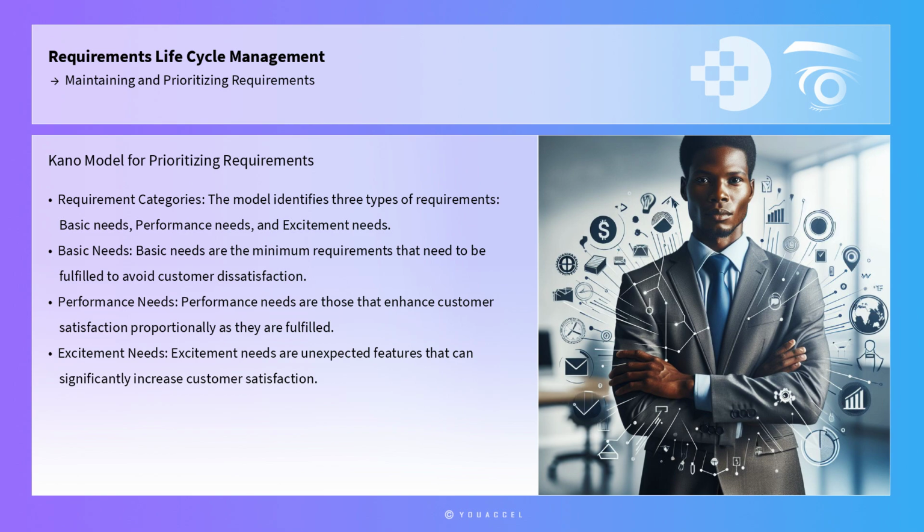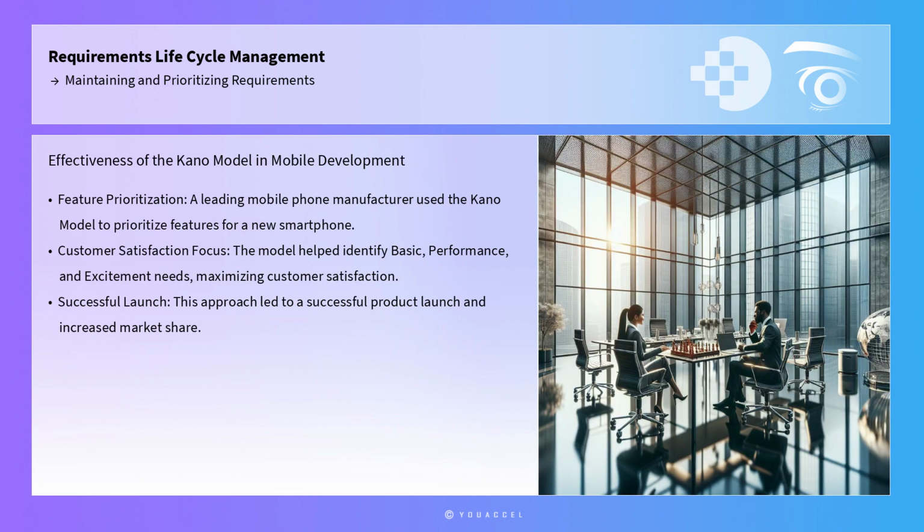By using the Kano model, business analysts can prioritize requirements based on their potential impact on customer satisfaction, ensuring that resources are allocated to features that will maximize user satisfaction and loyalty. A case study that illustrates the effectiveness of the Kano model involves a leading mobile phone manufacturer that used the model to prioritize features for a new smartphone. By identifying which features were basic, performance, and excitement needs, the company was able to focus its development efforts on features that would maximize customer satisfaction, leading to a successful product launch and increased market share.